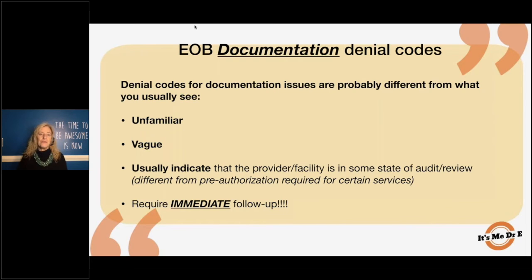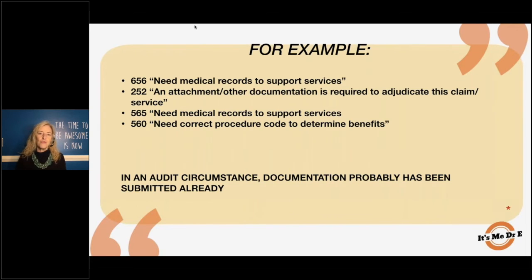So for example, these are the denial codes that came through on our Anthem Blue Cross Blue Shield EOBs from the beginning of my prepayment review audit. And as you can see, they are various phrases about needing medical records to support services, need medical support services, determine benefits. There's a procedure code on there. So in an audit circumstance, documentation probably has been submitted already.